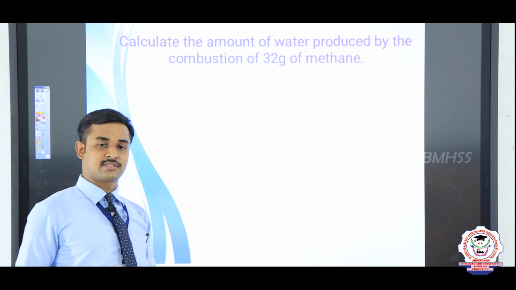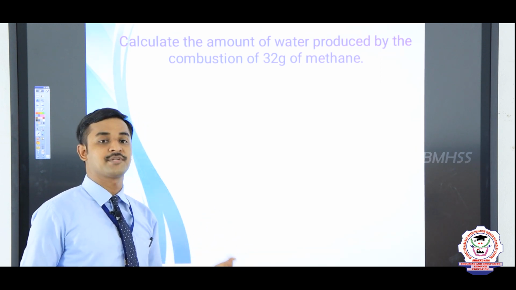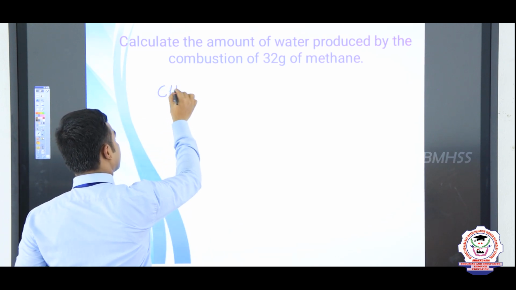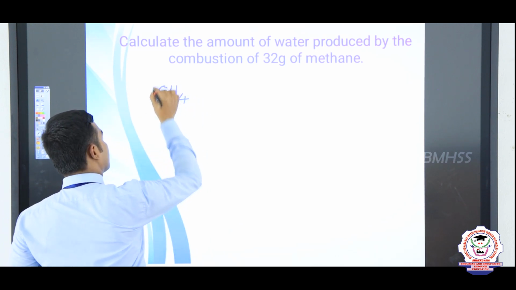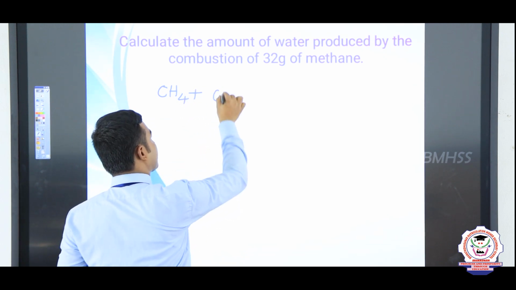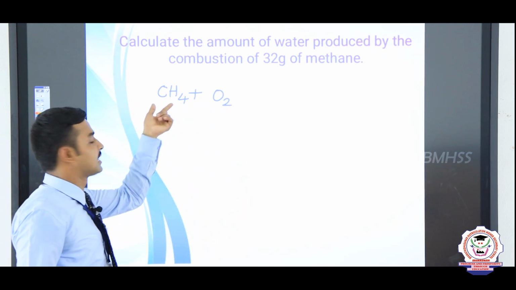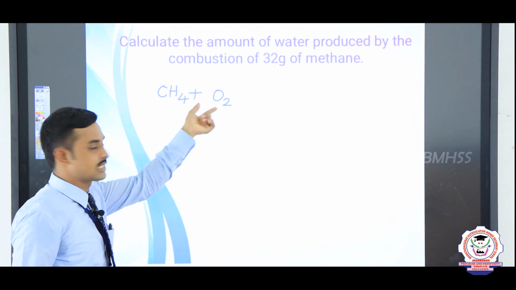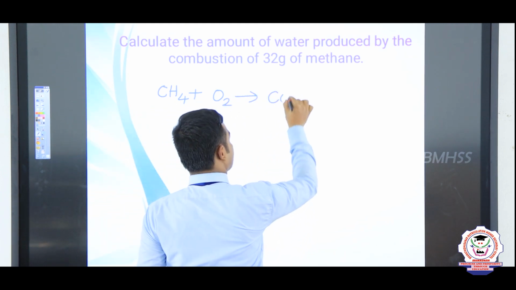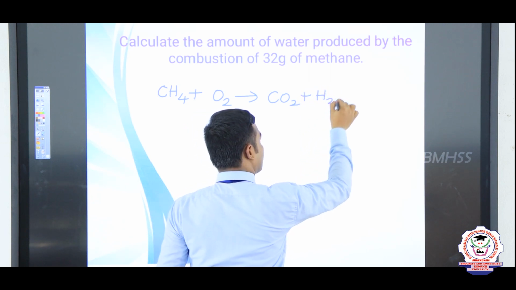So, first step is to write the equation. The equation is for combustion of methane. The equation contains methane as the reactant. On combustion, it is heated in presence of air. The air contains oxygen, which reacts with the methane. So, CH4 reacts with O2. On combustion of methane, we get the products: one is carbon dioxide and another one is the water molecule.